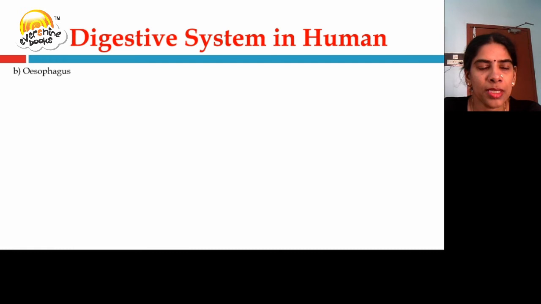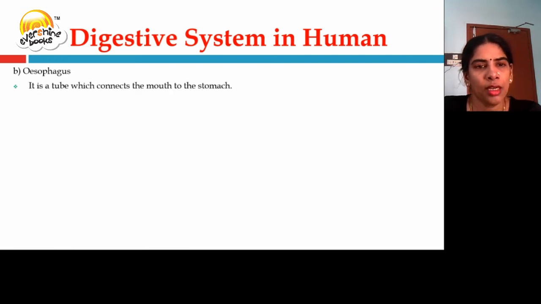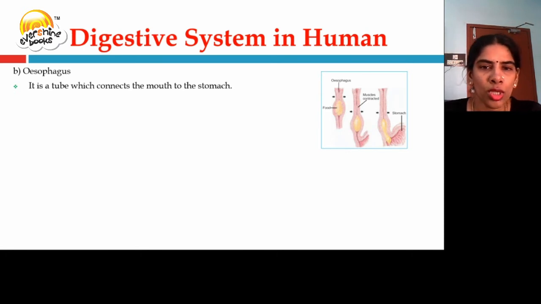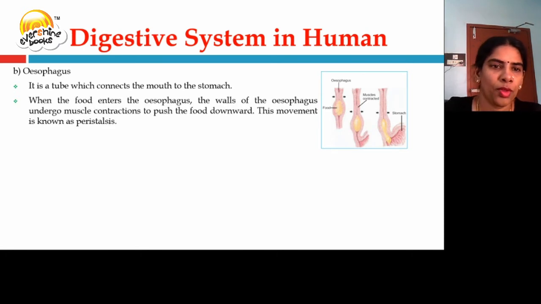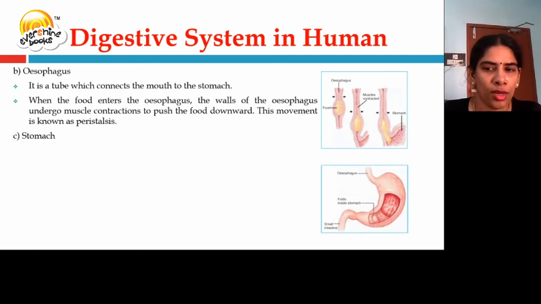Now we'll see what happens in the esophagus. The esophagus is nothing but a tube which connects the mouth to the stomach. When the food enters the esophagus, the walls of the esophagus undergo muscular contractions so that the food is pushed downwards. This movement we call peristalsis, and the food reaches the stomach.